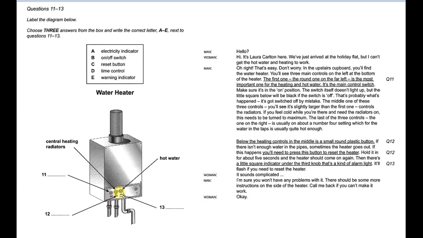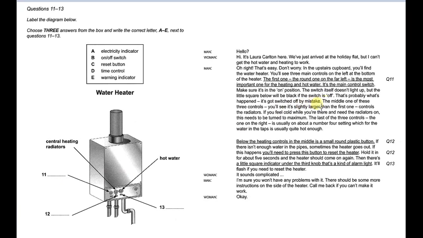The first one, the round one on the far left. Okay, so we can see just based on what the picture is that must be here, number 11, right? Is the most important one for the heating and hot water. It's the main control switch. Okay, so we hear the word switch. Okay, we can assume that must be B. And then later it says make sure it's in the on position. Okay, so on, off. So number 11 must be B.